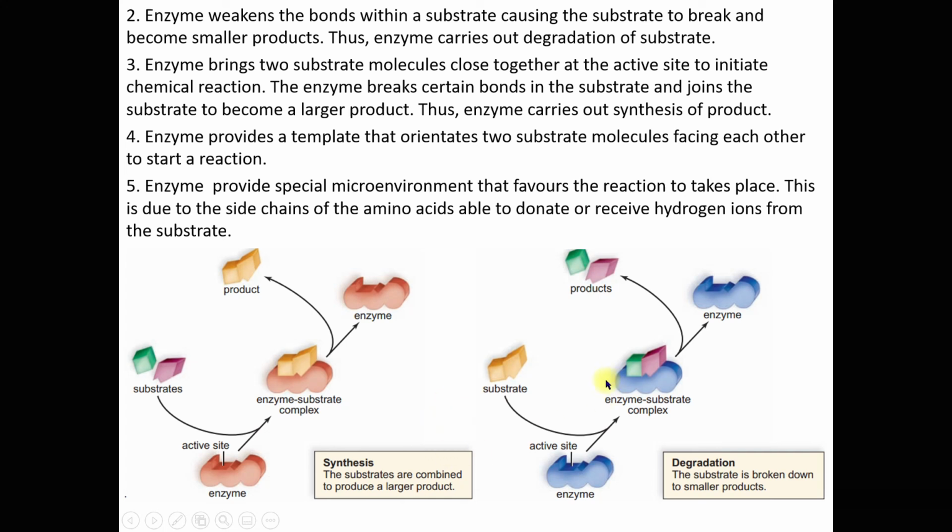And then enzyme provides a special microenvironment that favors the reaction to take place. Yes, this microenvironment is the active site of the enzyme. Because the active site of the enzyme favors a reaction to take place. So this is due to the side chains of the amino acids that are able to donate or receive hydrogen ions from the substrates.